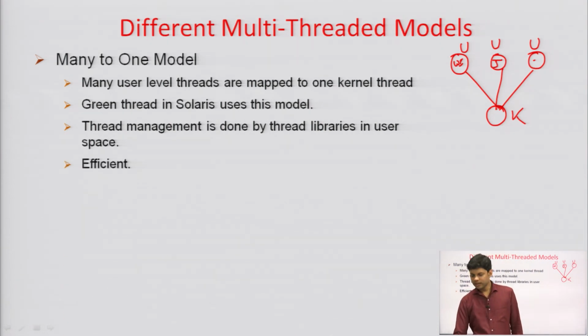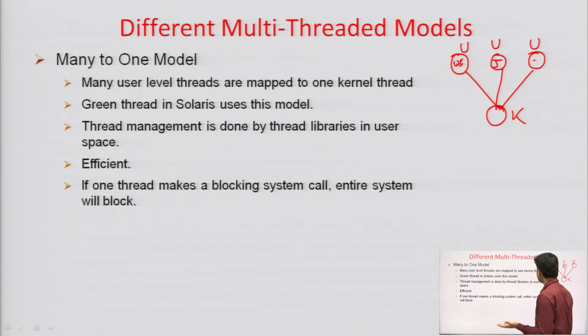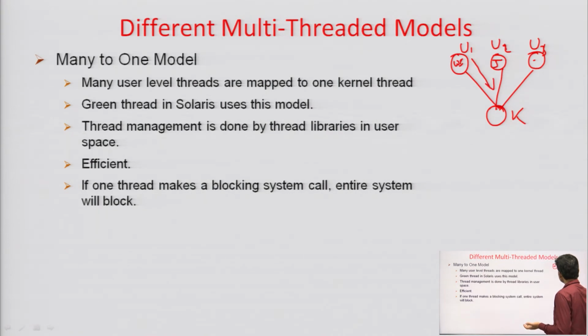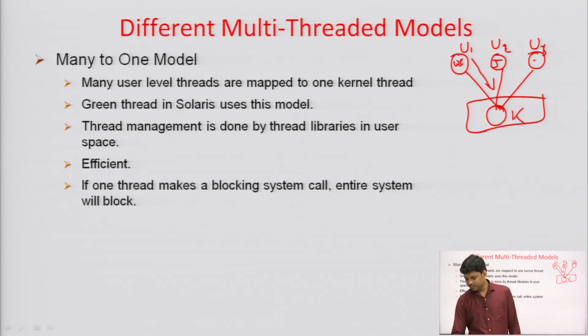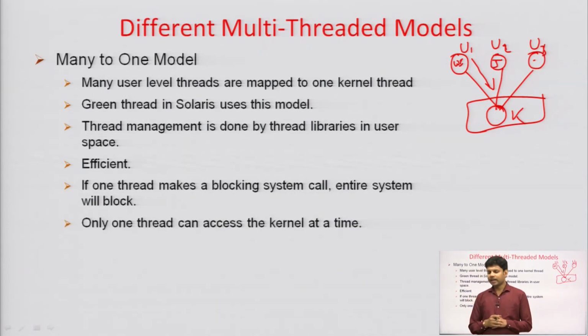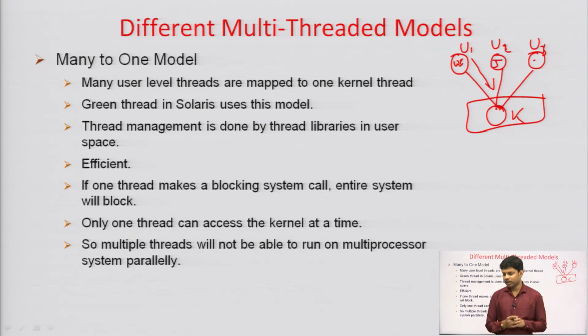This is more efficient. What is the disadvantage of many to one? If any of these user level threads, user 1, 2, 3, makes a blocking system call, it will block the whole kernel, and no other user level thread can run further. Only one thread can access the kernel at a time, so this is also a disadvantage. Multiple threads will not be able to run in parallel on a multiprocessor system.